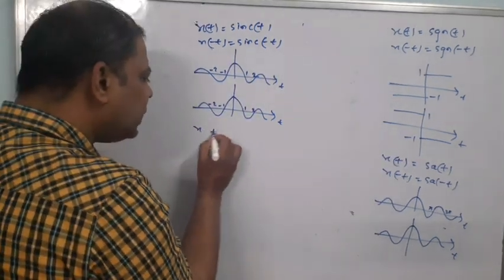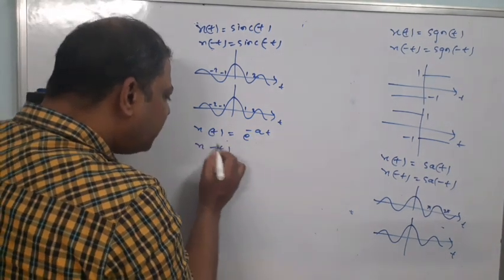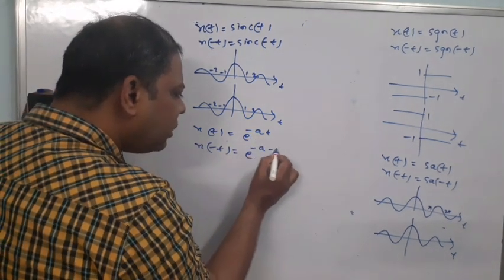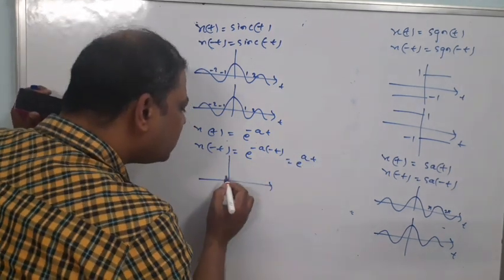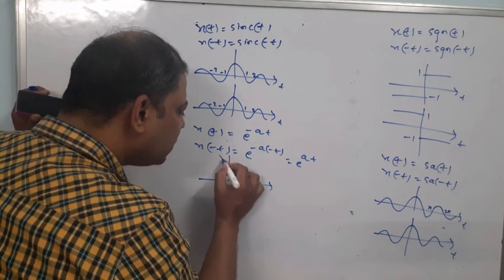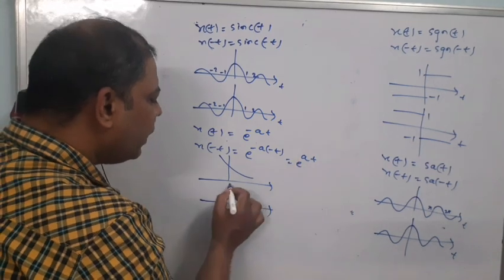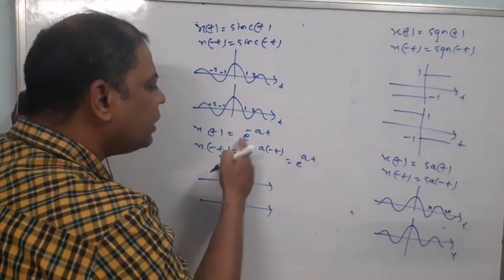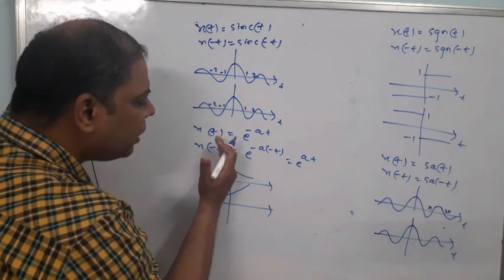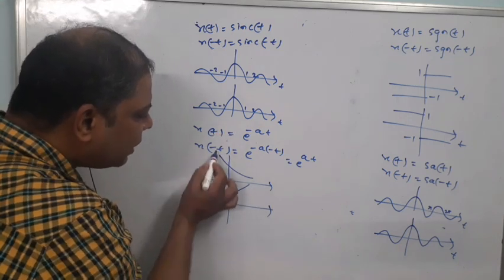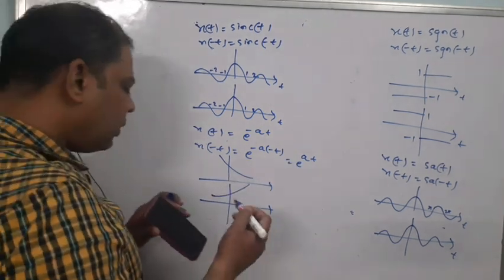Now suppose your x(t) is equal to e^(-at). Now x(-t), from mathematics it is very obvious, is e^(-a(-t)), which is equal to e^(at). So again you will find the same shape. Here e^(-at) is an exponentially decaying function, and e^(at) is an exponentially rising function. Otherwise, if you imagine a mirror, this side is reflected to this side. In this way you will find the folded version of the signal.